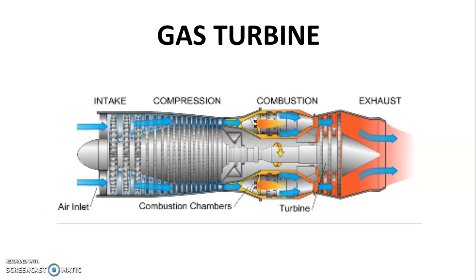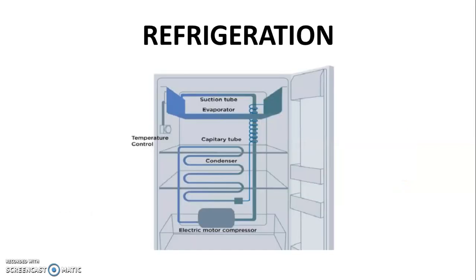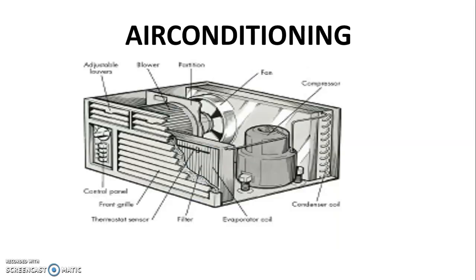In fourth chapter, we have to study gas turbine. So, this figure shows the working flow of the gas turbine. In last chapter, that is refrigeration and air conditioning, we have to study the refrigeration, domestic refrigerator. So this figure shows the domestic refrigerator and its basic parts like compressor, condenser, evaporator, capillary tube, and its location. And this air conditioning, in this figure, the basic parts of air conditioning systems like evaporator coil, condenser coil, fan, blower, and compressor are shown.